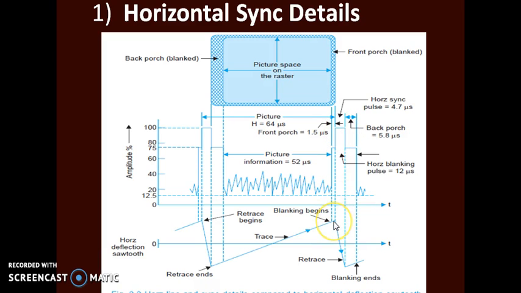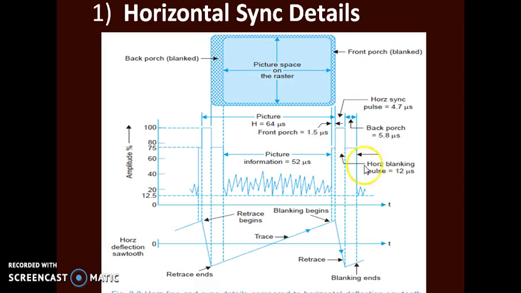If you observe the horizontal deflection coil current, here your retrace begins. The linear decrease in the horizontal coil current is responsible for bringing the beam from the right to the left end of the corner so as to scan the next line.